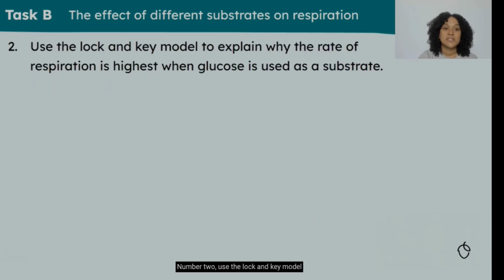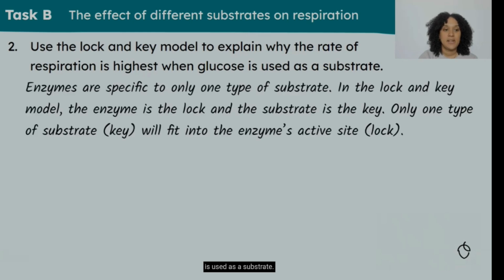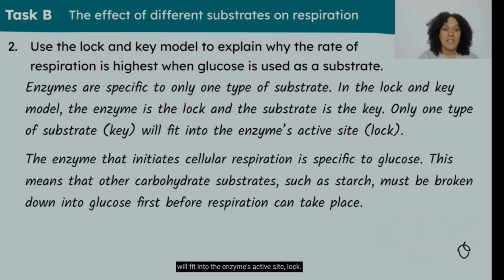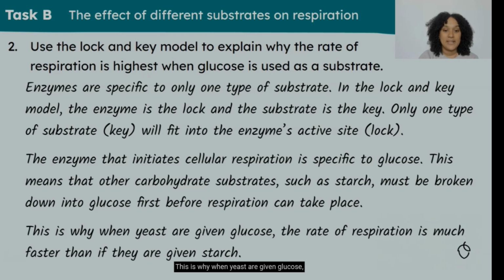Number 2, use the lock and key model to explain why the rate of respiration is highest when glucose is used as a substrate. Enzymes are specific to only one type of substrate. In the lock and key model, the enzyme is the lock and the substrate is the key. Only one type of substrate, key, will fit into the enzyme's active site, lock. The enzyme that initiates cellular respiration is specific to glucose. This means that other carbohydrate substrates such as starch must be broken down into glucose first before respiration can take place. This is why when yeast are given glucose, the rate of respiration is much faster than if they are given starch. Well done if you got that right.